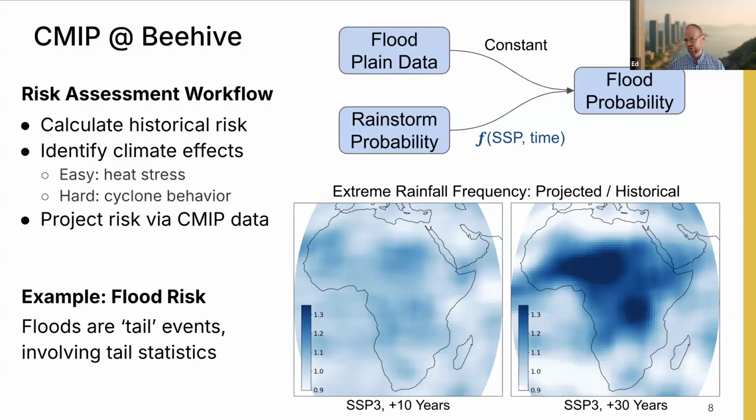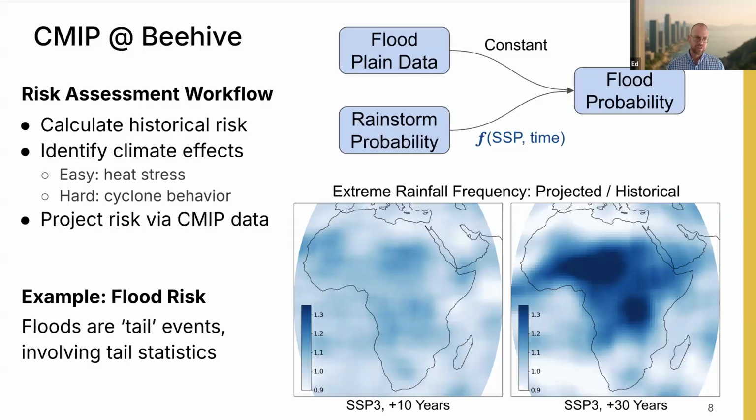Conversely, rainstorm probability or precipitation probability is a product of climate results. That's a function of the scenario we pick and of the time horizon we pick. And that's where the CMIP results influence our risk. And so we combine these two things to get to a flood probability. And that's kind of the risk assessment score.